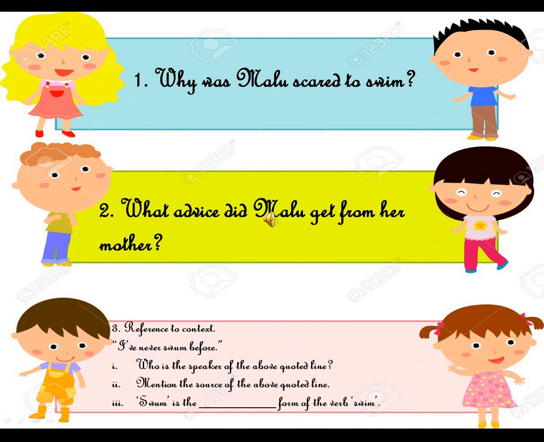Question number 3 is a reference to context, and the statement is, "I have never swum before." And based on this, you have to answer the following 3 questions. So here, the first question is, who is the speaker of the above quoted line? Number 2 is, you have to mention the source of the above quoted line. And number 3 is a fill in the blank. Swam is the dash form of the verb swim. Okay, so these are very easy questions. I hope you'll have no difficulty in answering these.